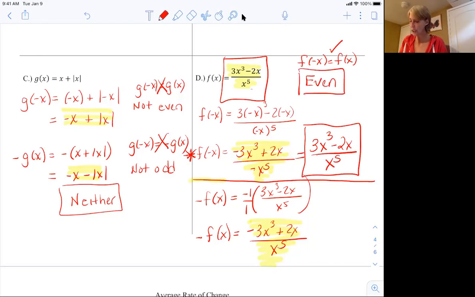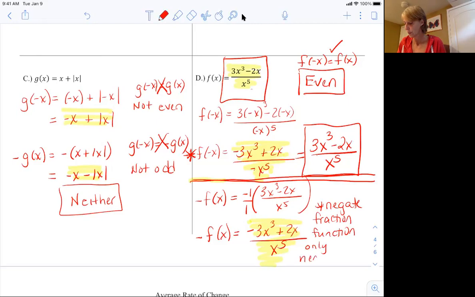Although we didn't have to really do the odd test because we already found out that it was even, doing the odd test brought up a good point, which is negating the function. When you negate a fraction, be careful to only negate the numerator. So if you have to do this in the future, when you negate a fraction function, only negate the numerator. So my mistake was actually a blessing in disguise.